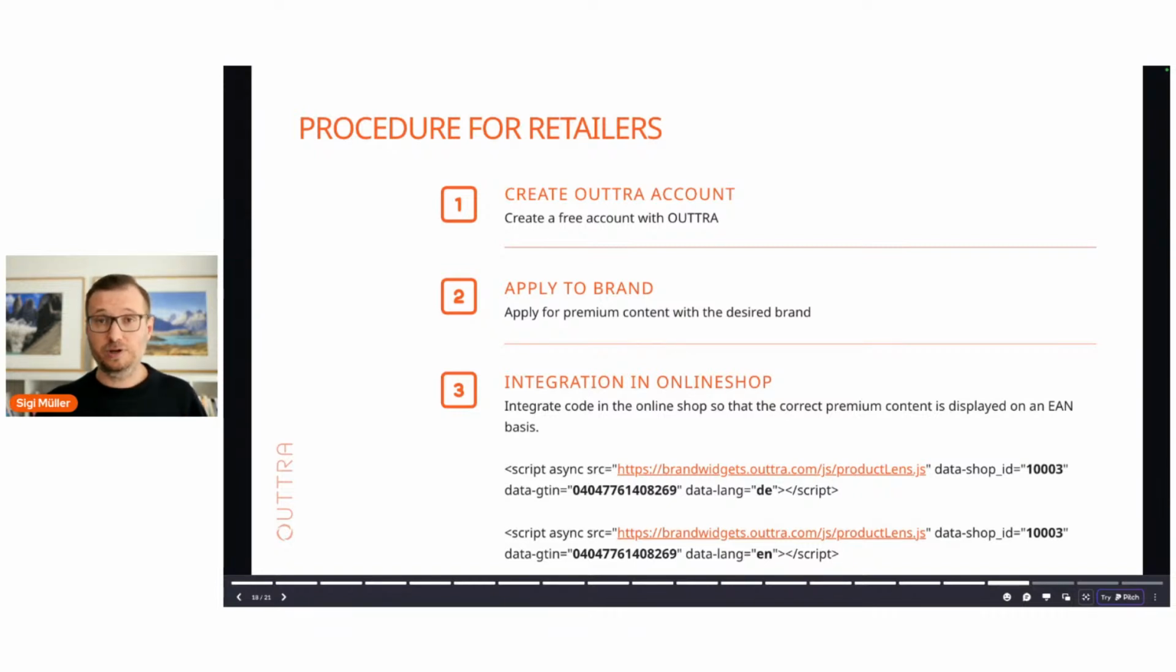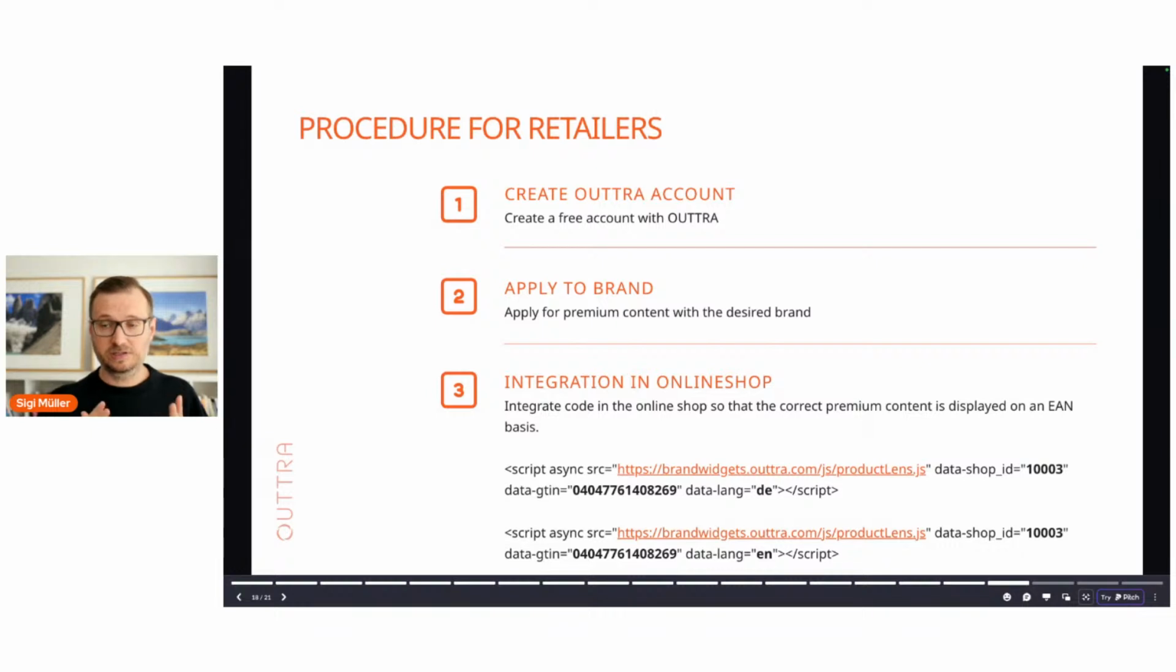As soon as the brand then agrees to deliver the high-end content to you as a retailer, you can integrate a specific code to your online store. And this code looks like this. It's a script code. And as you can see, it's quite easy. There's a shop ID, a GTIN, and a language. So that's all you have to do as a retailer.